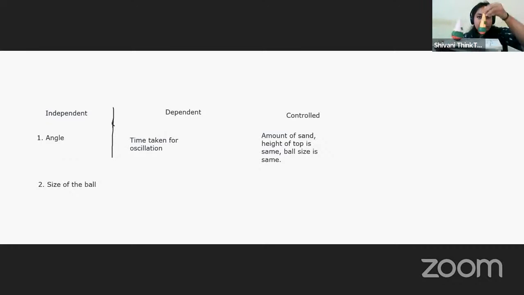So what is dependent here? Center of gravity is changing, right? So in this, the center of gravity is at this point, at the center. So that's why it's coming back to its mean position. Here it is getting shifted. Okay, so what did we see? Center of gravity is shifting. That is the dependent.